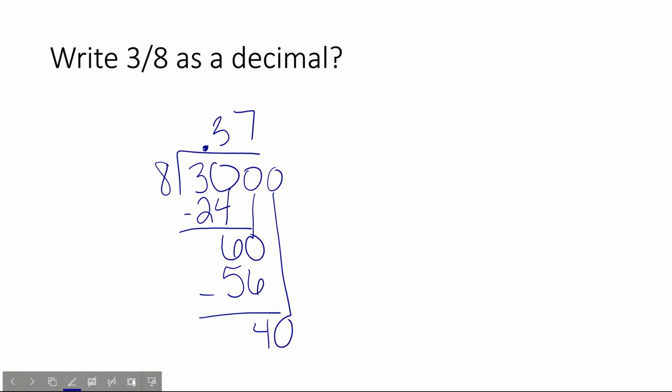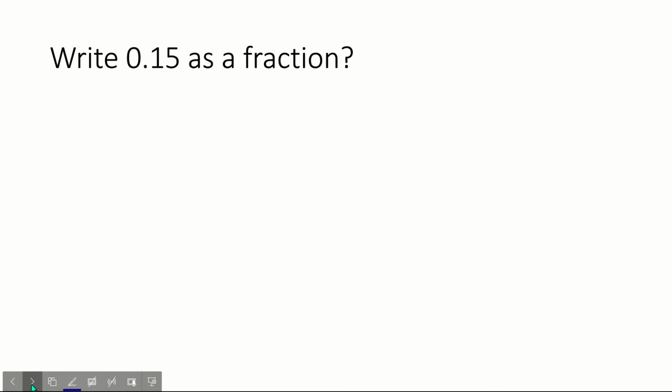Add a 0, we have 40. 8 goes into 40 5 times, and the difference is 0. So our answer is 0.375, or 375 thousandths. All right, go ahead and try turning 0.15 or 15 hundredths into a fraction.